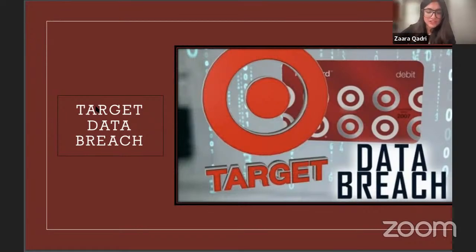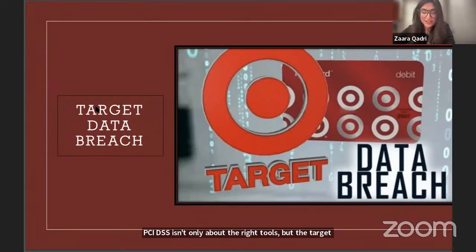So what was the fallout for this data breach? $18.5 million in settlements and $202 million in legal costs separate. But more than that, this breach was a wake-up call about the importance of PCI DSS compliance. It showed that even with such advanced security tools, if you ignore the alerts, then it's going to lead to a disaster. PCI DSS isn't only about the right tools, but the Target breach reminded us that in cybersecurity, vigilance and a quick response is more important in certain circumstances than having the right technology in place.